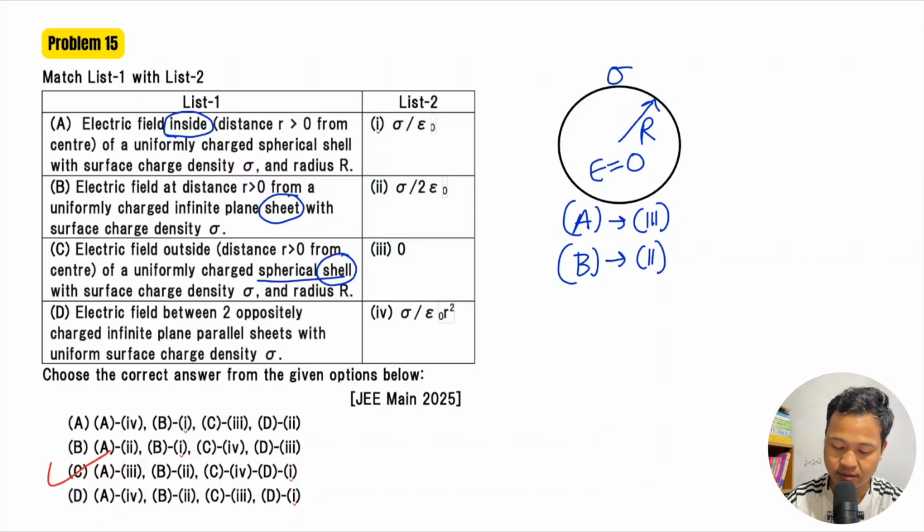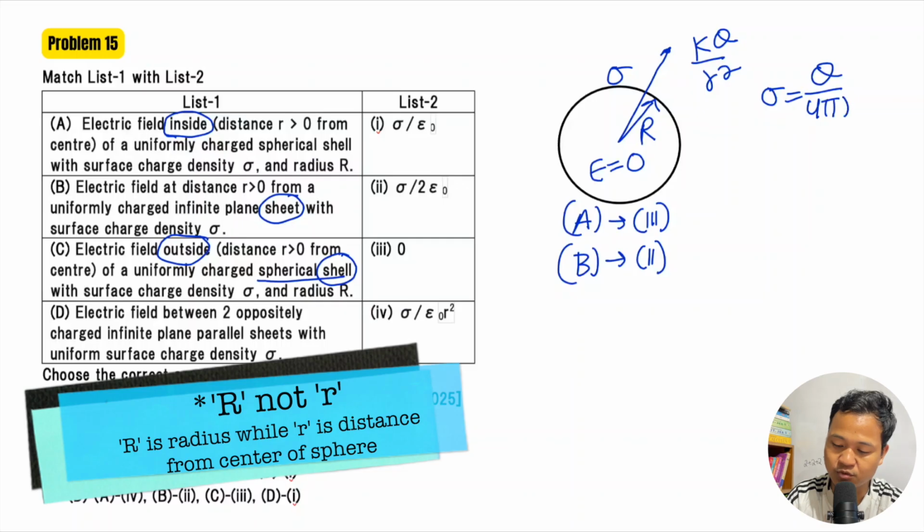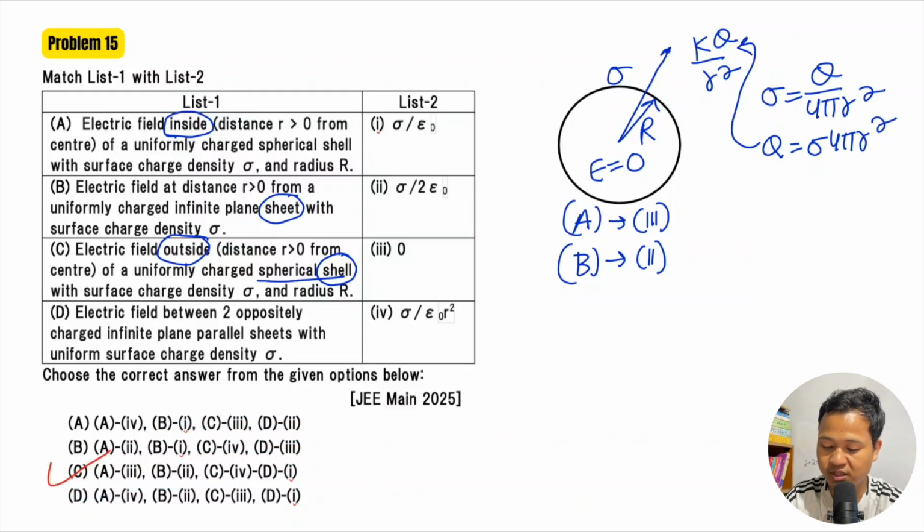Okay, next, outside. So if you have a point outside, so kq by r square. So sigma is charge divided by area, 4 pi r square. So from here, charge is what? Sigma into 4 pi r square. Put it here and solve, you'll get it in terms of sigma.